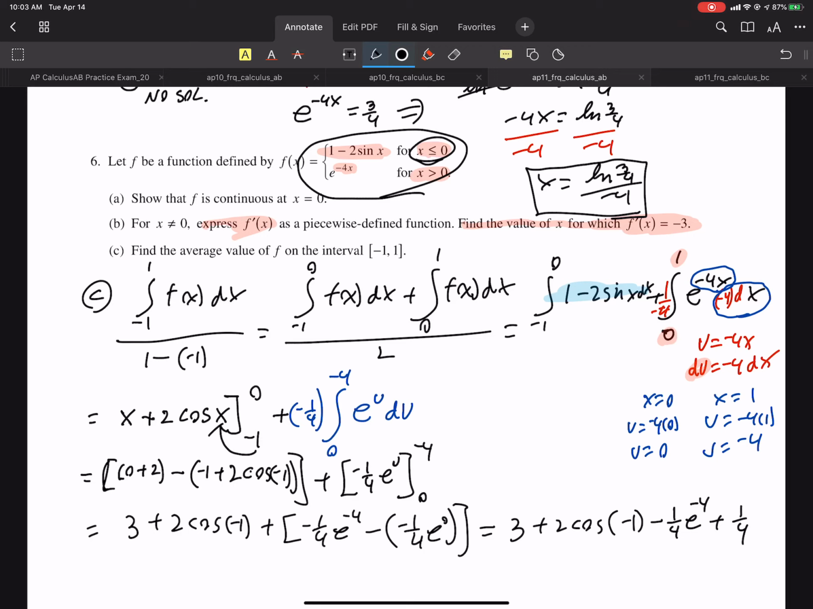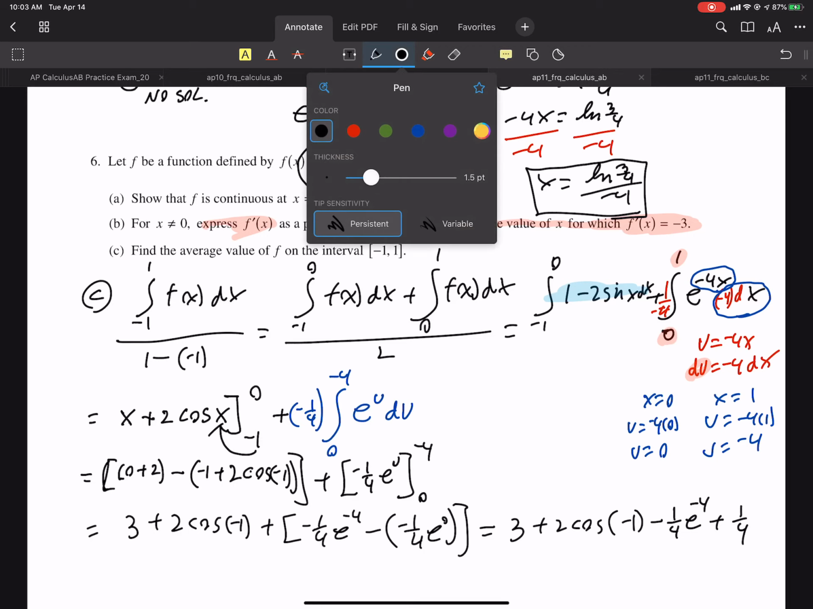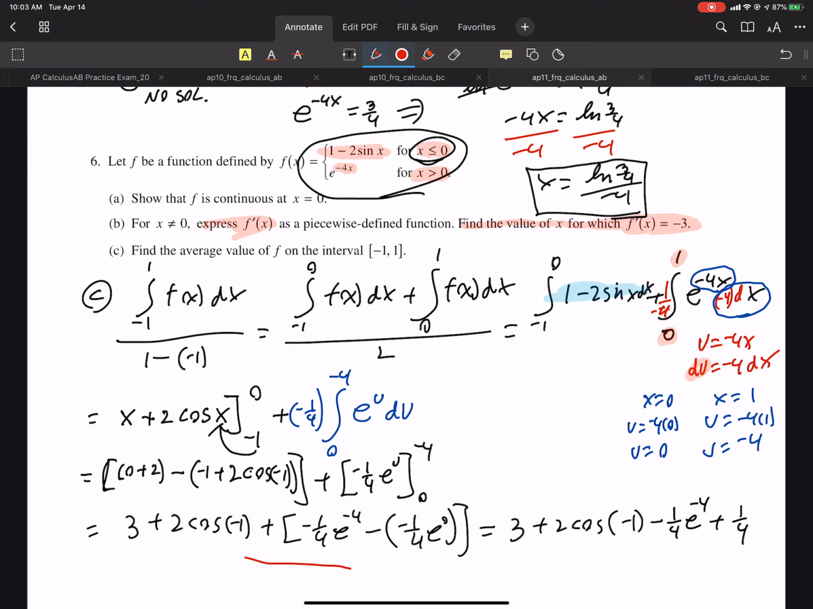Now, a note. I probably should have said this. You should stop right there. You are finished. Don't have to simplify. If you simplify incorrectly, you lose a point you already had, so please do not simplify this. I'm just doing this part because some of you, I don't know, can't help yourself.